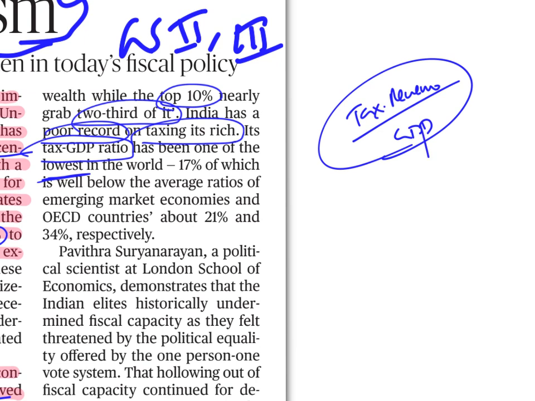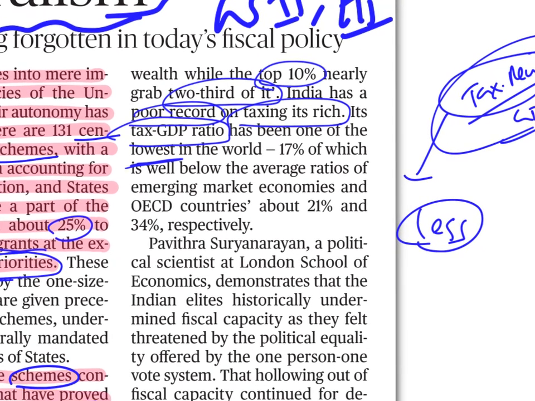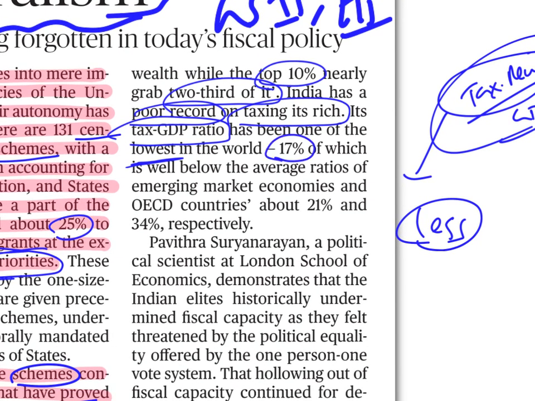What is the meaning of this? When tax revenue to GDP is low, it means tax revenue in India is not much, which means we are not taxing our rich people much. Look at it, tax to GDP ratio is around 17%. When you have more taxes, the government will have more money. When the government has more money, they can spend that money for development, infrastructure and several things. In India, the tax revenue is not much, because of which development is also not great.